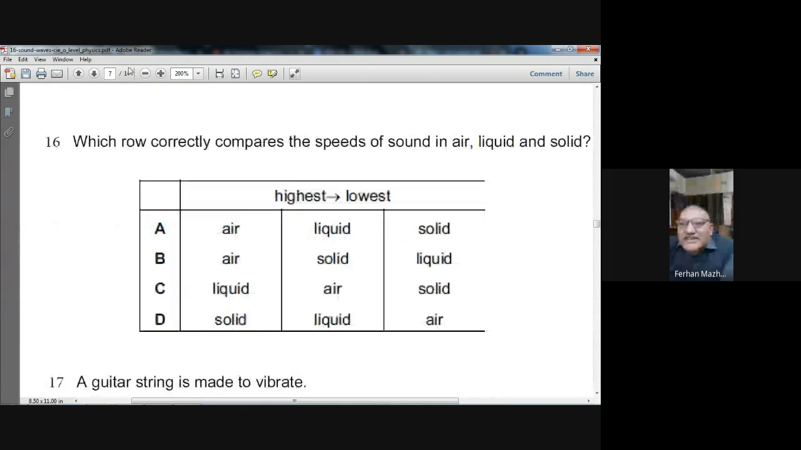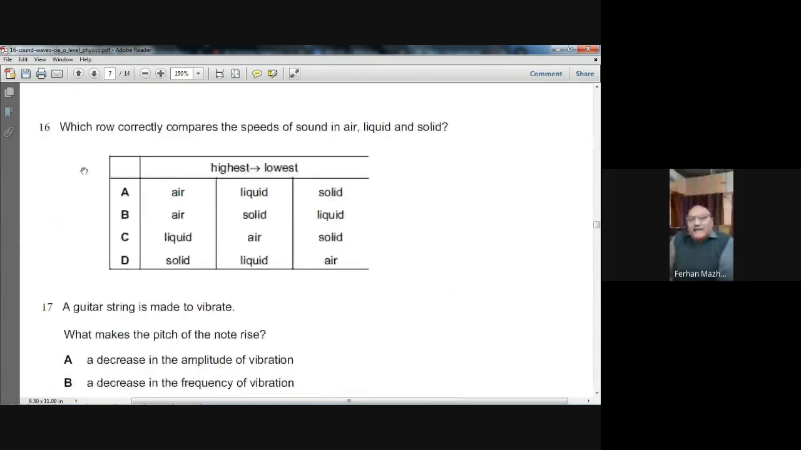The question number 16 is on your screen. Which row correctly compares the speeds of sound in air, liquid and solid? He is talking about the speed of the sound. The highest speed of sound will be in a solid, and the lowest speed will be in a gas, in air. D part. So the D is the right answer. The sound travels fastest in solids and slowest in air.